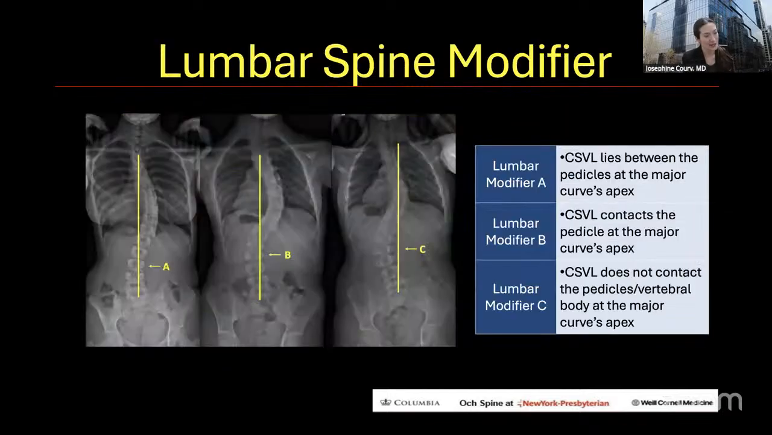The next part of the classification is the lumbar spine modifier, which is where the CSVL, the central sacral vertical line, lies with respect to the lumbar scoliotic curve that a patient has. So here you can see in the left is a lumbar modifier A, where the CSVL is lying in between the pedicles at the curve apex for the lumbar curve. So it's bisecting the pedicles, it's within CSVL. In type B, the CSVL crosses at the pedicle, and then in type C, there's no contact with CSVL to the apex of the lumbar curve.